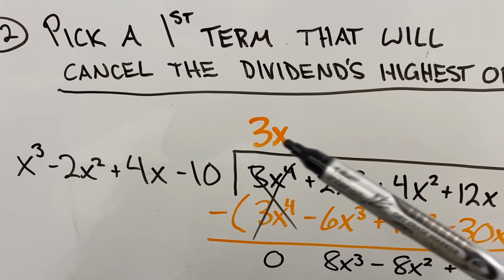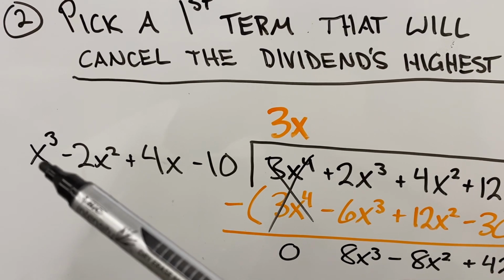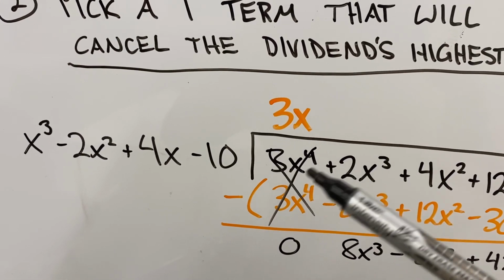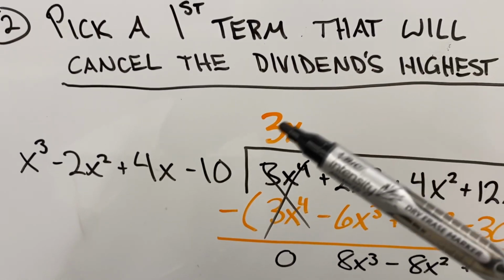Before we get into the rest, just think about how intuitive this is. 3x times x cubed is going to be 3x to the 4. And we're looking to cancel a 3x to the 4. So this is going to fit like a glove. So we pick 3x.